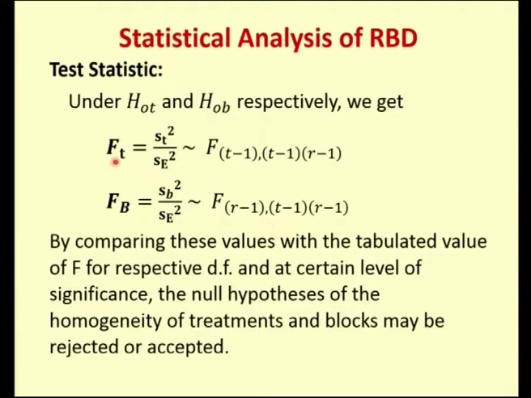So, these are the calculated values on the left hand side, and the right hand side F values are nothing but the table values. So, by comparing these calculated values with the tabulated value of F for respective degrees of freedom and at a certain level of significance, which could be either 5% or 1%, the null hypothesis of the homogeneity of treatments and blocks may be accepted or rejected. That is, if the calculated value is less than the table value, H naught may be accepted, otherwise rejected.